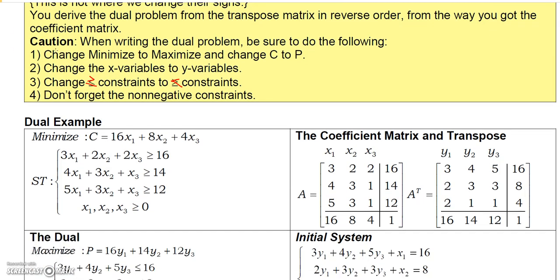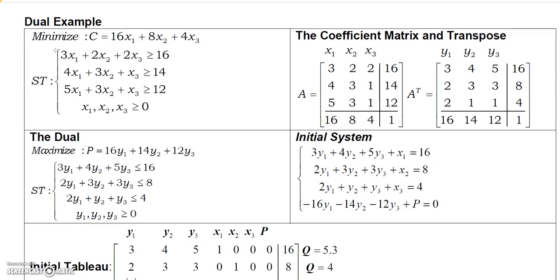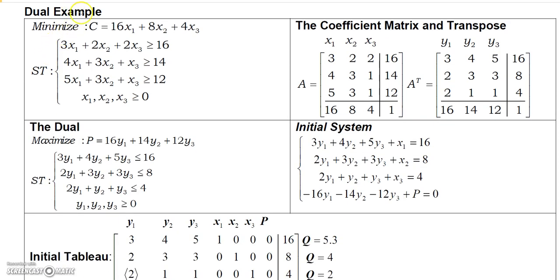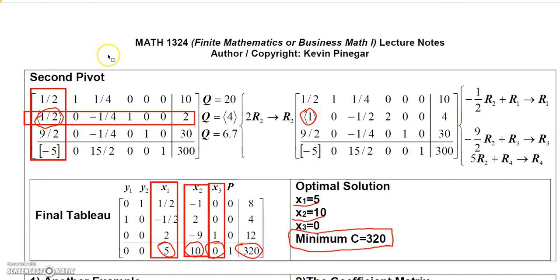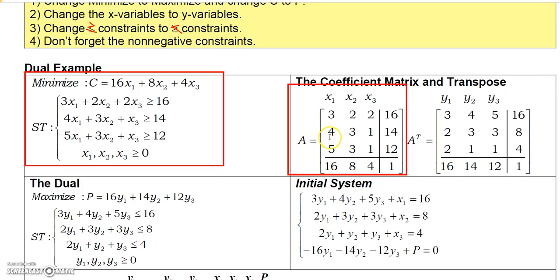Now on this next one, I'm going to just summarize this one for you, just so you can see another one. Okay, so here is a standard minimization problem. You're minimizing with all greater than constraints. By now you know how to get the coefficient matrix. So just write down the coefficients from your three constraints, and then on the bottom row write down the coefficients of your objective function.